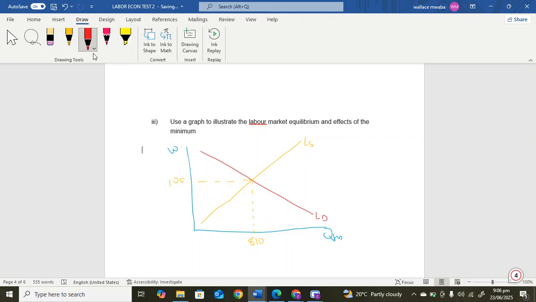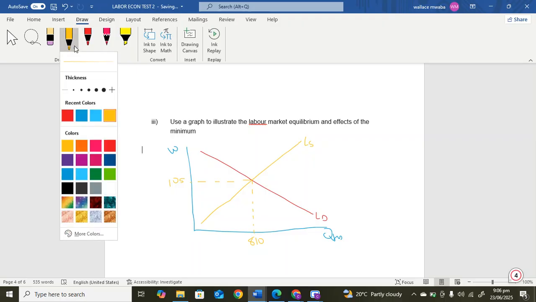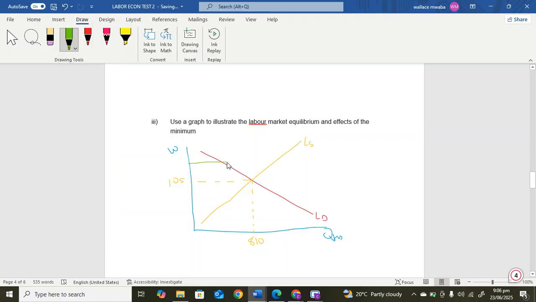Now, government implemented a minimum wage, which is the same as a price floor. Remember price floors from microeconomics? So this minimum wage is 120, meaning firms cannot pay below 120. They have to pay 120 and above.